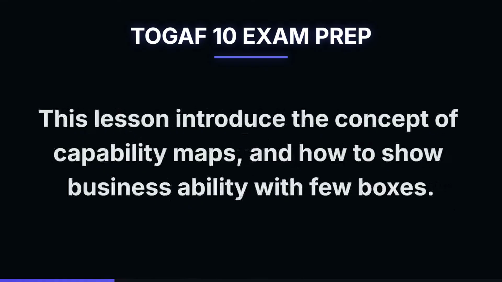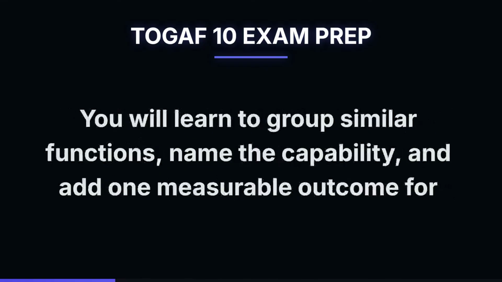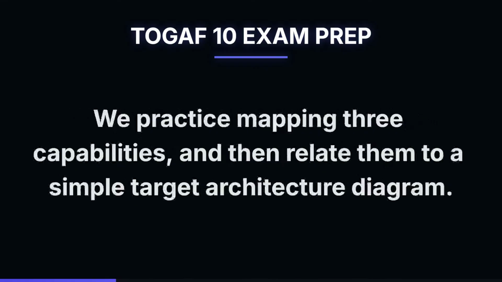This lesson introduces the concept of capability maps and how to show business ability with few boxes. You will learn to group similar functions, name the capability, and add one measurable outcome for clarity. We practice mapping 3 capabilities and then relate them to a simple target architecture diagram.